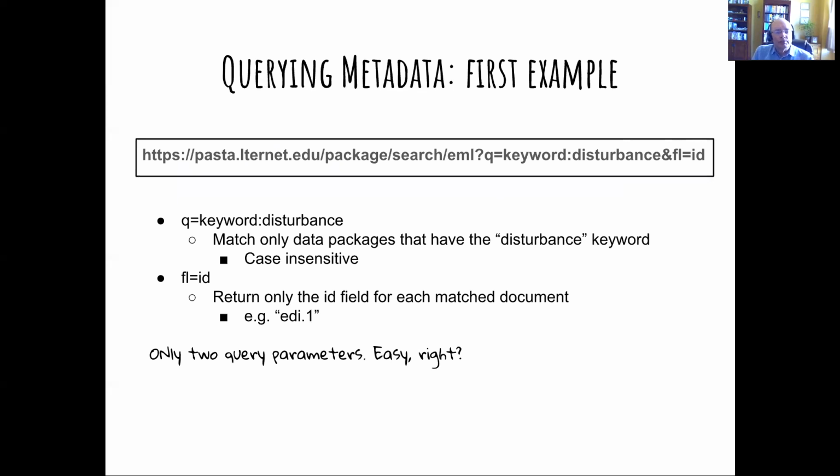In our first example, we compose a query string using only 2 query parameters in our URL. The Q parameter says, here's the field and the text I want you to match. Keyword is the name of the indexed field that is being queried, and we want to match all documents that have the word disturbance as the value of at least one keyword.